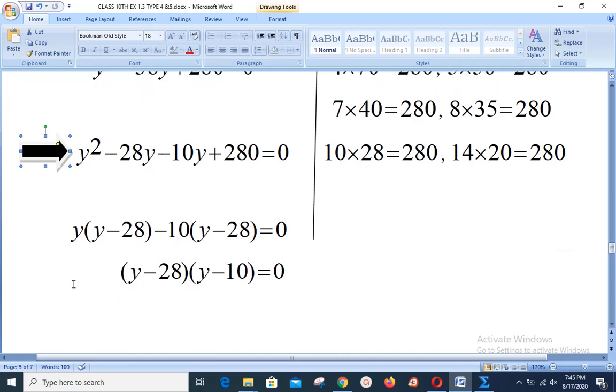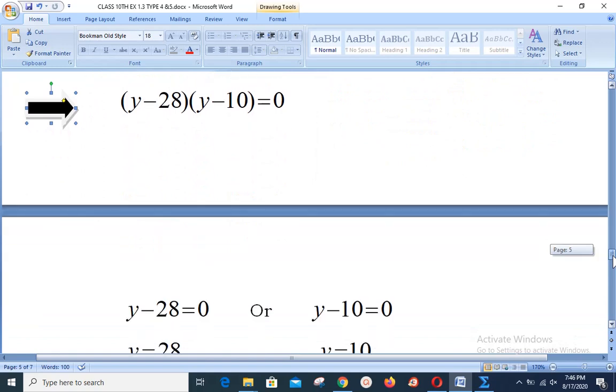Now taking common from the first two, y, we are left with y into y minus 28. From these two, the common factor is minus 10, so we are left with y minus 28 is equal to 0. In the next step, common among both is y minus 28, so we have y minus 28 into y minus 10 is equal to 0.